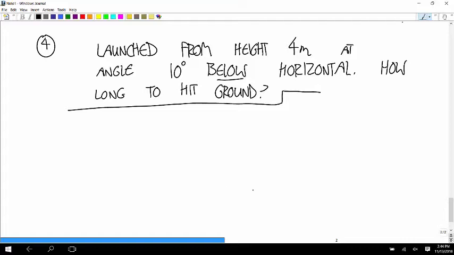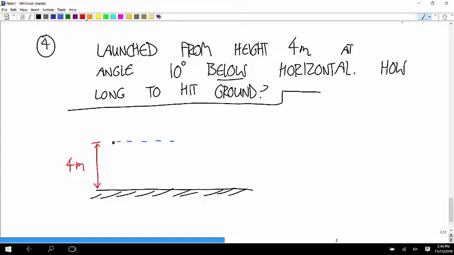So here's the ground. The object is launched from a height of 4 meters. And if this is the horizontal, the object is initially launched at an angle 10 degrees below the horizontal. So that's the angle it's launched from. And from there, the path it's going to follow is going to be a concave down parabola, something like that.